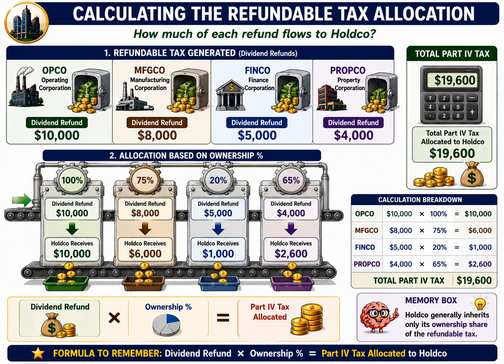The memory rule is simple. Holdco generally inherits only its ownership share of the refundable tax, not the entire refund, not an arbitrary amount, only the portion supported by its ownership interest. This ownership-based approach is what allows CRA to allocate refundable tax fairly across complex corporate groups while preserving tax integration and preventing over-allocation of tax benefits.